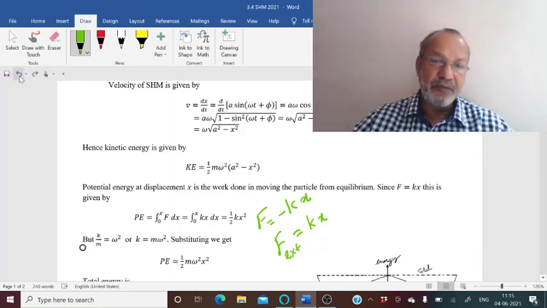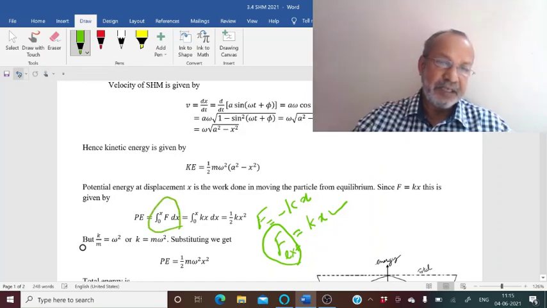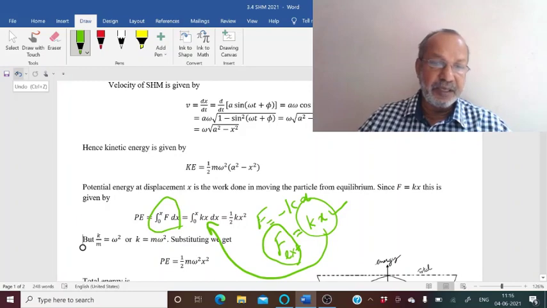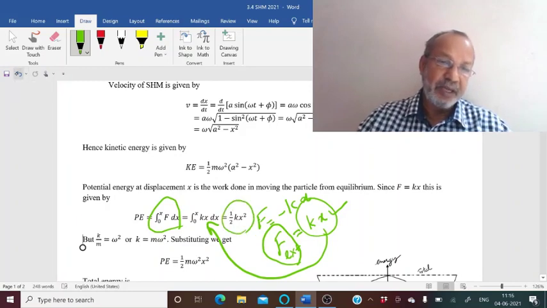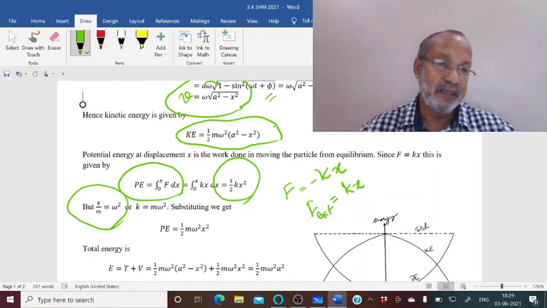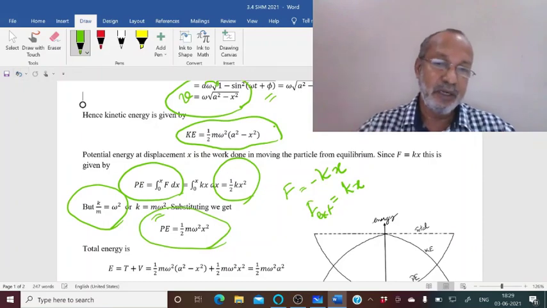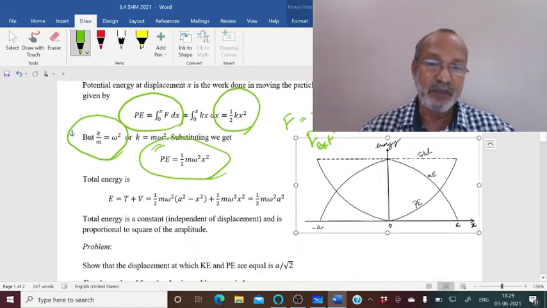Since this external force is a variable force, it depends on x, we have to calculate work by integration. That is done here. Here F is the external force, which is equal to kx, which is substituted here, and the integral from 0 to x of kx dx will be half kx square, and that becomes the potential energy of the harmonic oscillator. And we know that k by m is omega square, and substituting for k, which is equal to m omega square, we get the potential energy is equal to half m omega square x square.